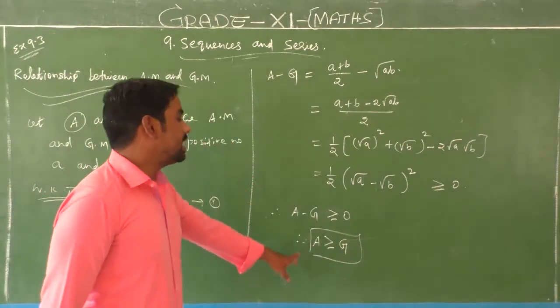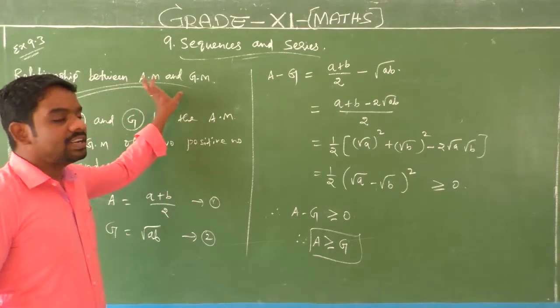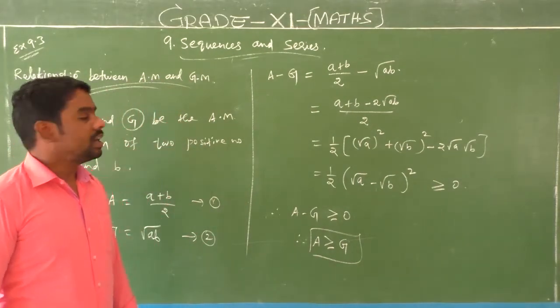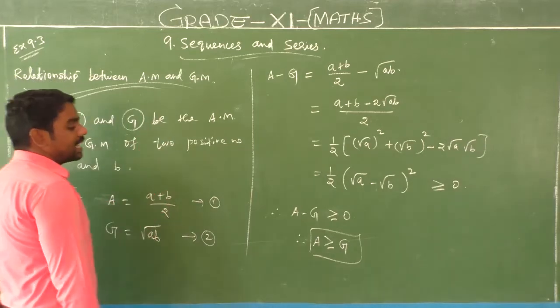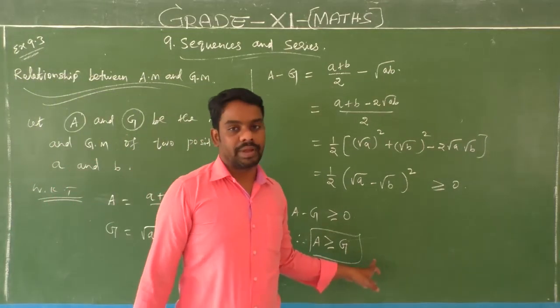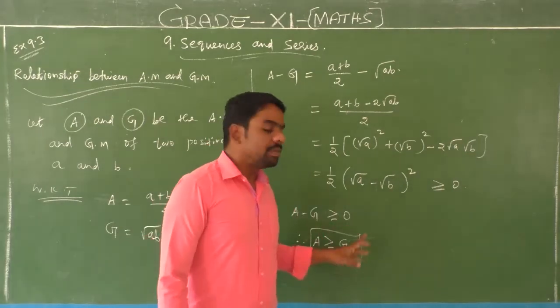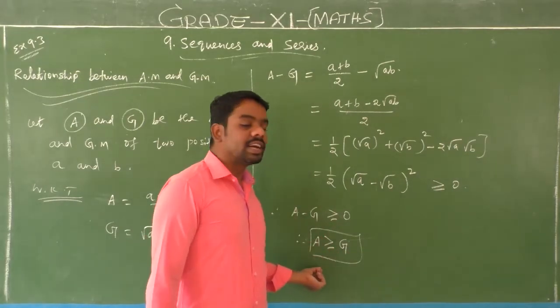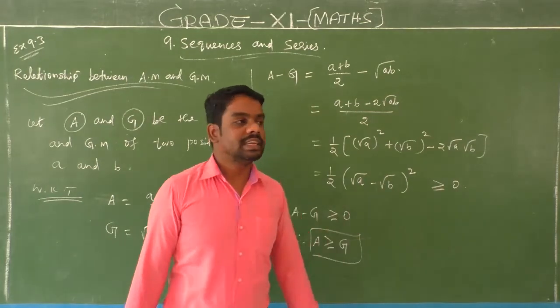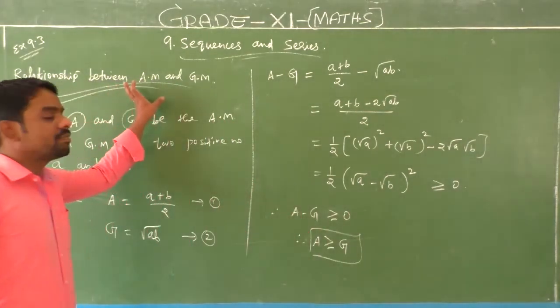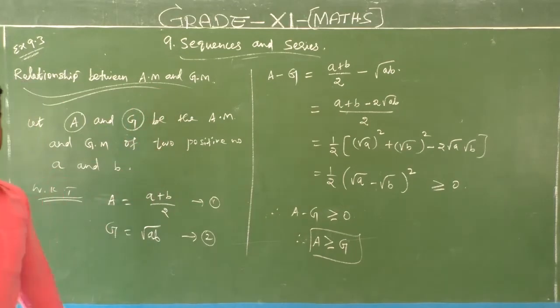This is the relation between arithmetic mean and geometric mean. Here I say arithmetic mean is greater than or equal to geometric mean. Arithmetic mean is the biggest value compared to geometric mean. So arithmetic mean is greater than or equal to geometric mean. Okay, right.